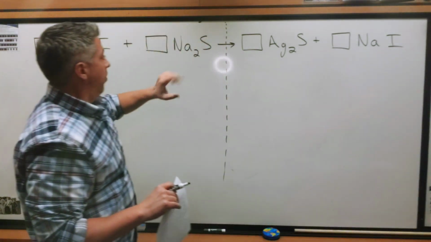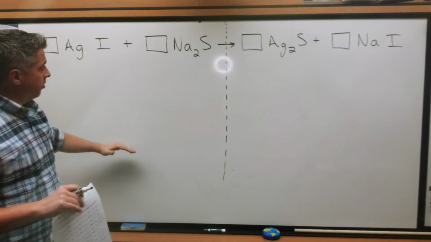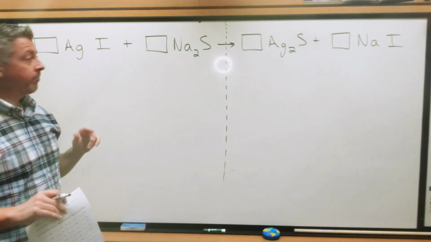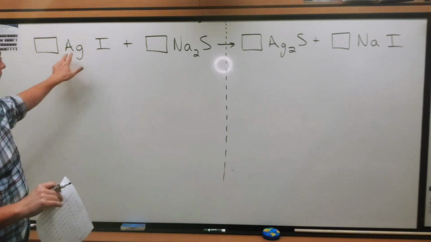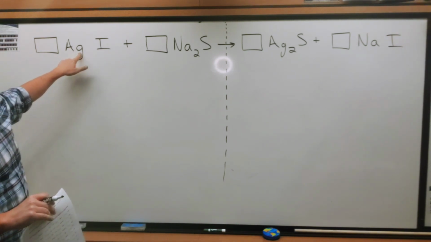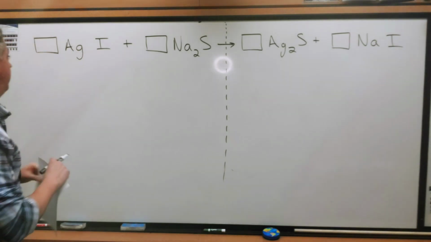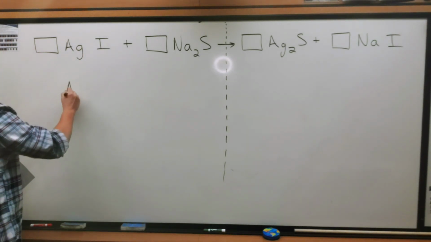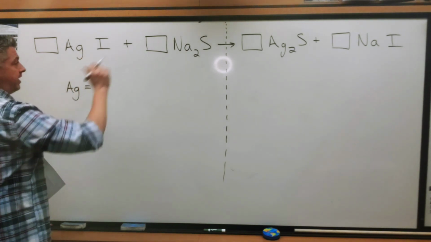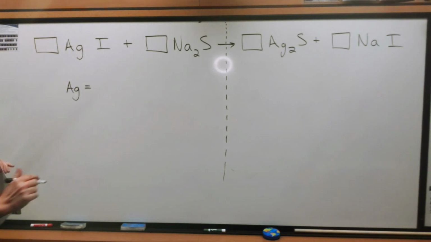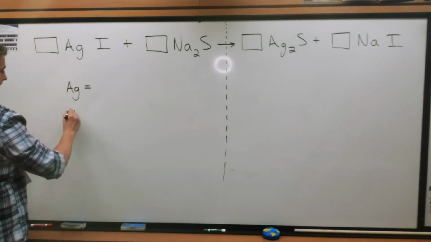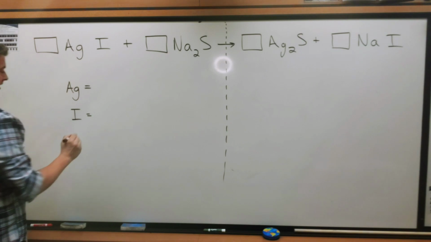Okay? Once we do that, now it's time to take inventory of what elements we have, because we have to count them all. Now, what I'm going to be looking for is the capital letter. Okay? So right here we have capital A, lowercase g. Okay, that's silver. So I'm going to write here, Ag. I'll put an equal sign because we're going to put a number. We're going to start counting how many Ags or how many silvers we have. Then we have here capital I, and just I by itself.